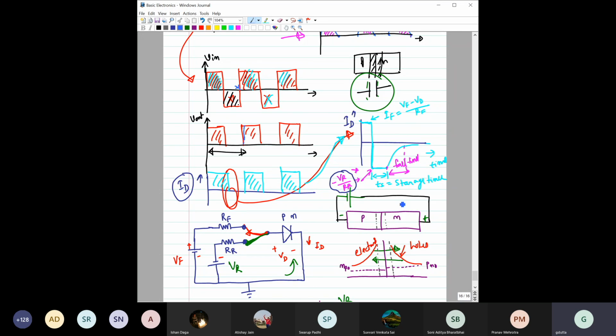Earlier we discussed the turn off transient, which is much more important because of the storage time, and this is not negligible. You can probably neglect the turn on transient, but the turn off transient in actual practical design is not negligible.